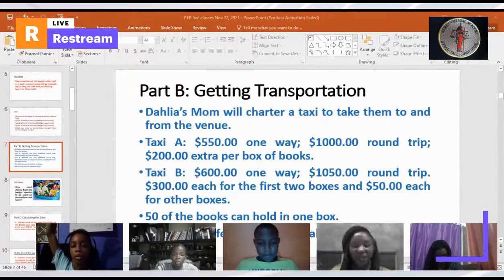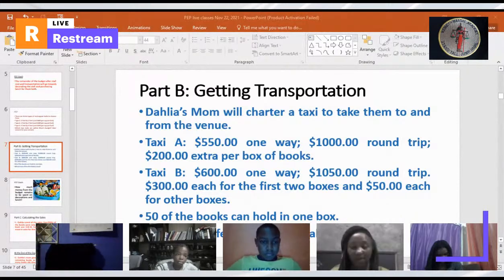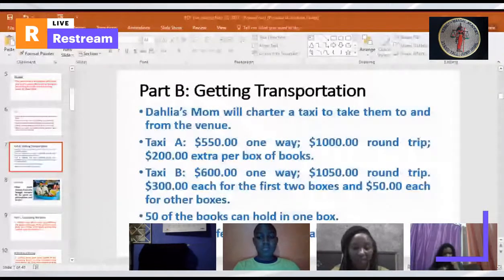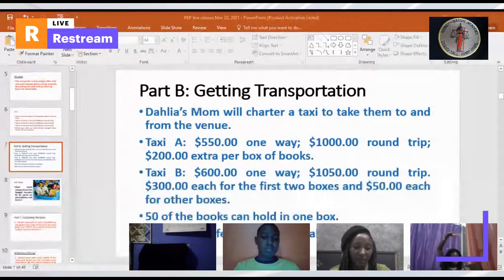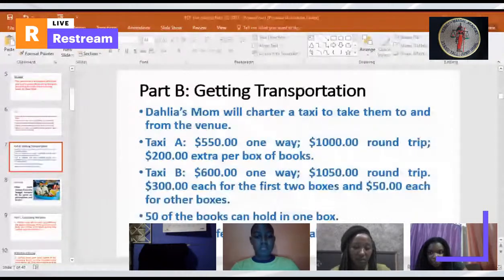If one is charging $2,000 for the same service, she can bring her same 5 boxes, drop her there and take her home. She's paying $2,000 on one taxi and $1,800 on the other. Which one is the better deal for her? Madison? Taxi B. Taxi B. That is correct.